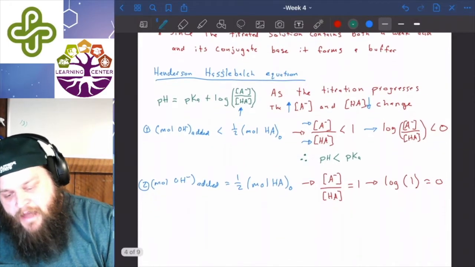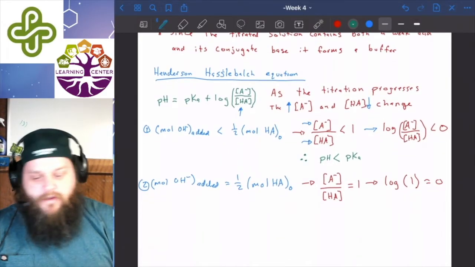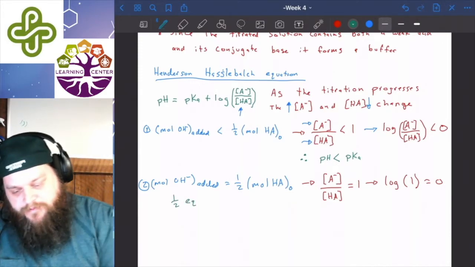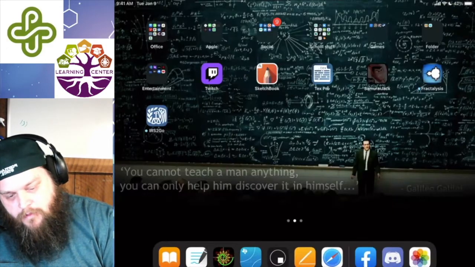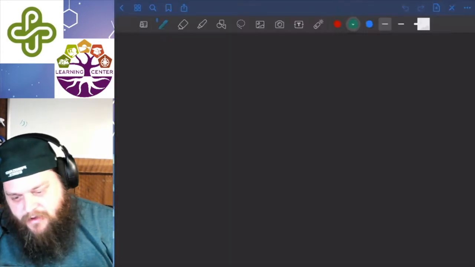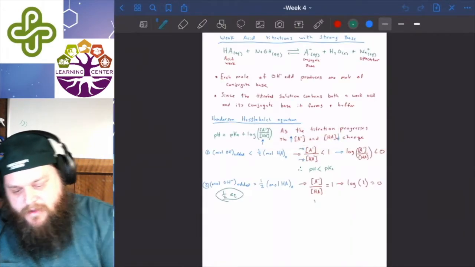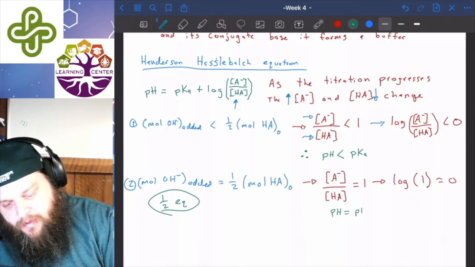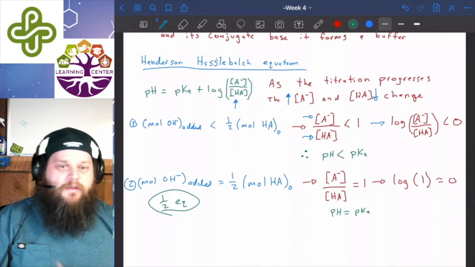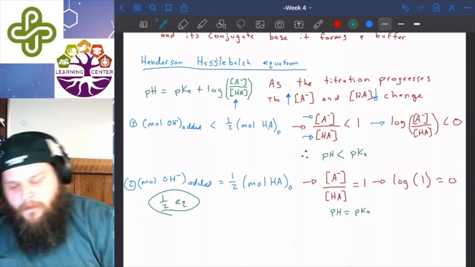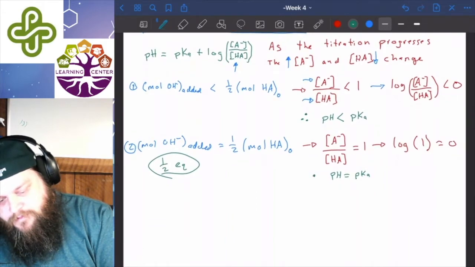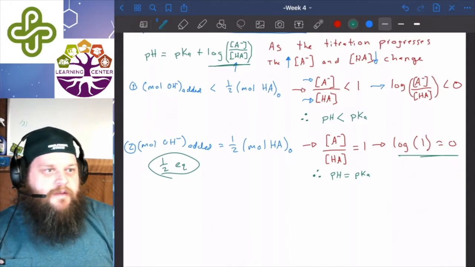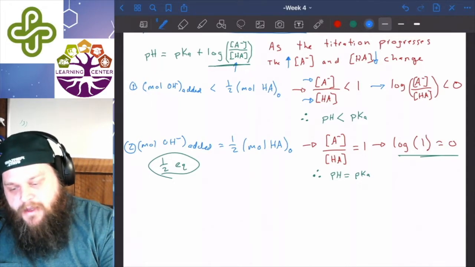So that means that at this point, we call it the half equivalence point. This is the half equivalence point. The pH is going to be equal to the pKa at the half equivalence point. That's just because the second term is equal to 0, so this term is going to be equal to 0 in that situation. So we just are left with the pKa.